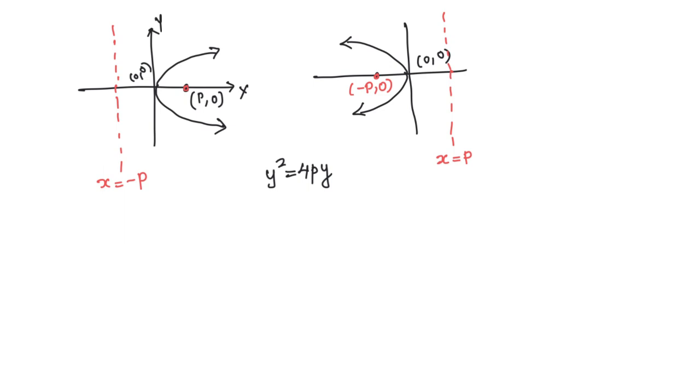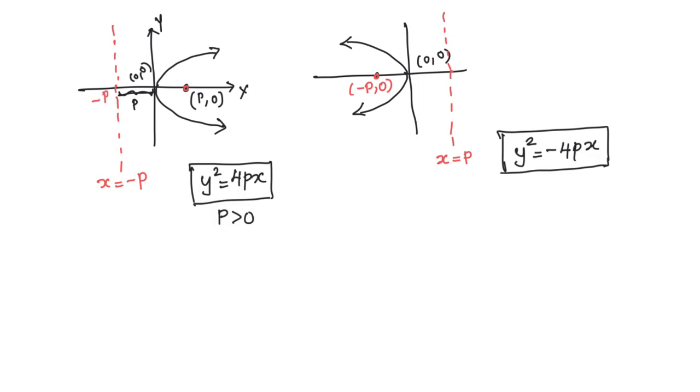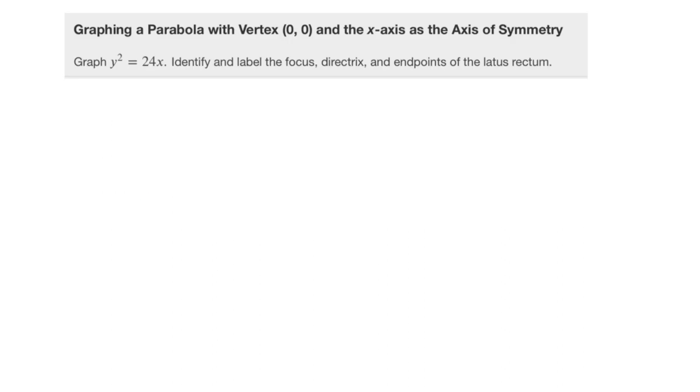And the directrix also will be the same distance from 0, 0 on the right side. So this distance is p units. So the equation of the directrix will be x equal negative p, because that is the equation of the vertical line through negative p. If it opens to the left, the equation will be y square equal negative 4px, because the focus is at negative p, on the left side. And the directrix will be on the opposite side of that. So the equation of the directrix is x equal p.